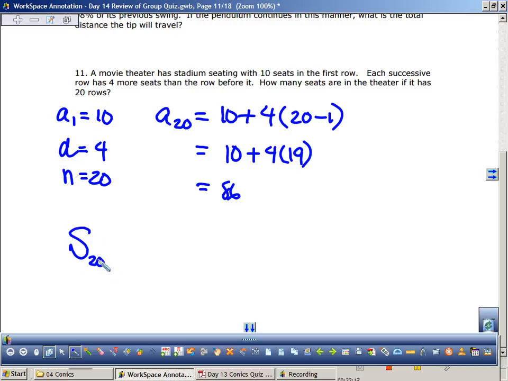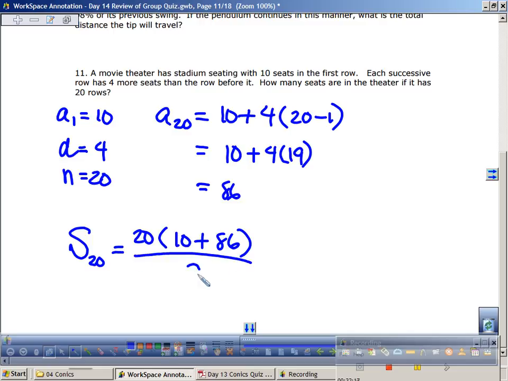So the sum of all 20 rows is, I have 20 rows. My first row has 10. My last row has 86. And I add them up and then I have to take the average and divide by 2. 10 plus 86 is 96. 20 and 2 cancel to make 10. So 960 total in the theater.